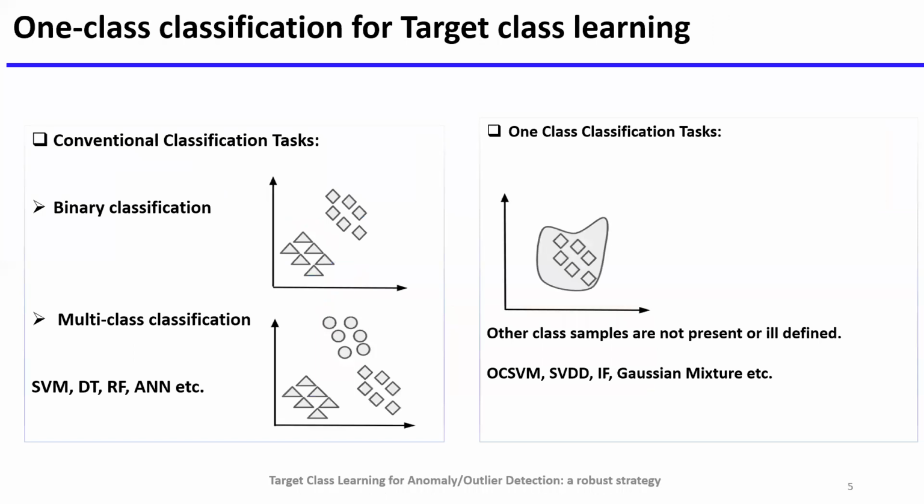Okay, coming back again to the difference between the conventional and the one class classification approaches. Because if you talk about the target class learning, then we are equipped with only single class data. Let us assume that we are working in the supervised domain, that means all the samples are labeled. So if we talk about the conventional classifiers, we assume that we must have at least two well-defined classes in our data set.